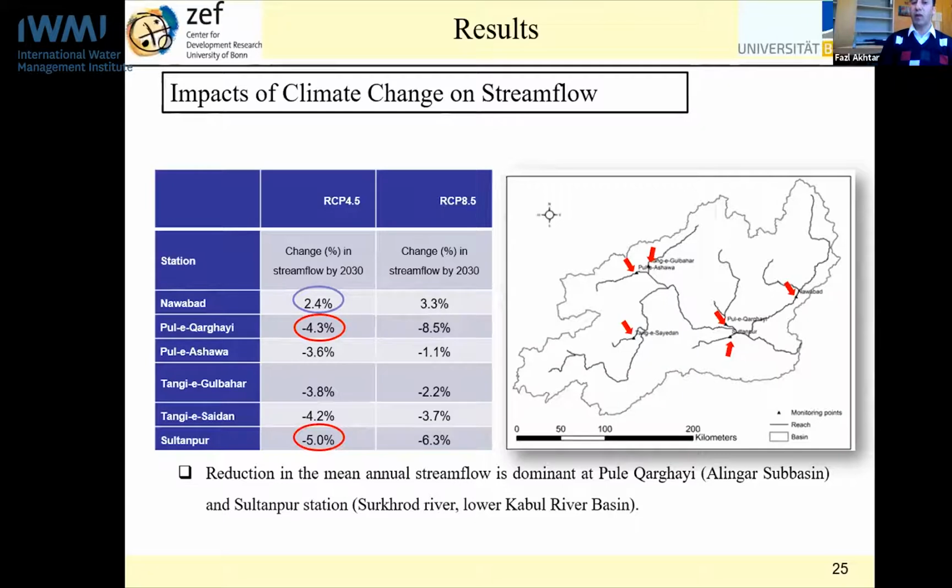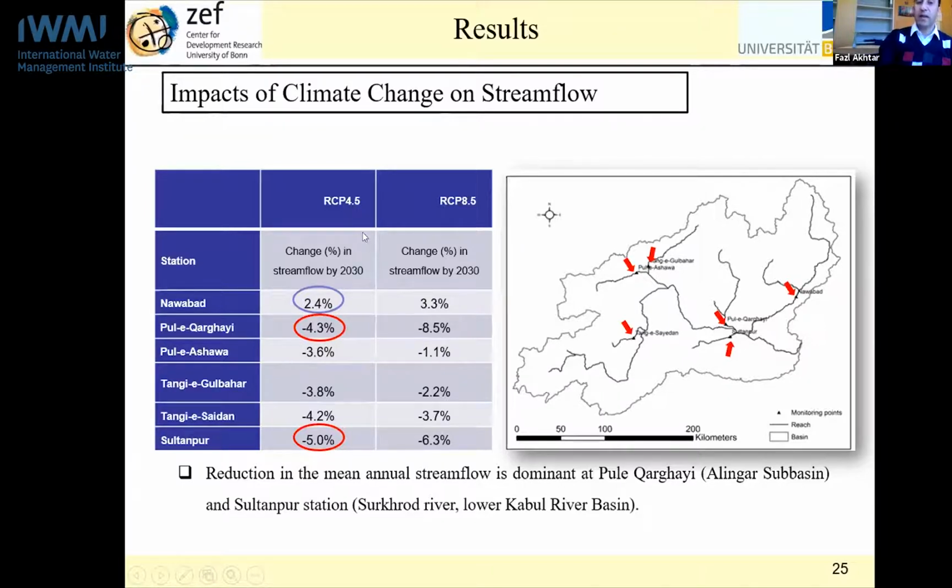And then Puli Kargai, which receives less monsoon showers, or maybe not even any, the flow was expected to decrease by 2030 by around 4.3%. And then Sultanpur station, a reduction of 5% in mean annual stream flow. Sorry for missing it. In the mean annual flow, there's around 5% decrease at Sultanpur station. You see here, this is Sultanpur station here, and Surkhrod River. And in Puli Ashawa and Tangi Gulbar, it's a 3.6 to 3.8% decrease in the mean annual flow under the scenario RCP 4.5.